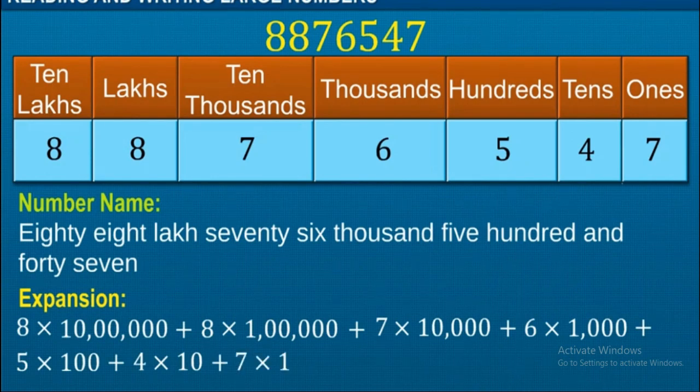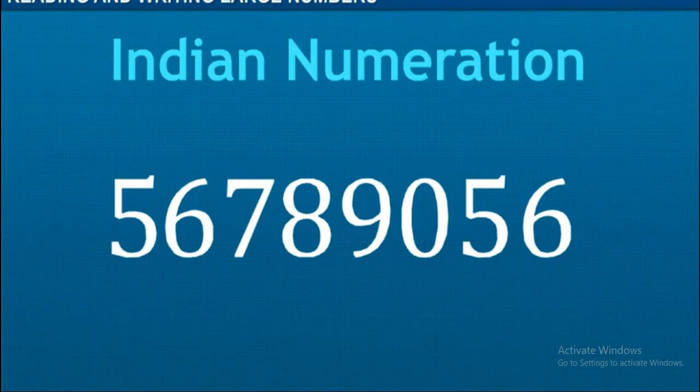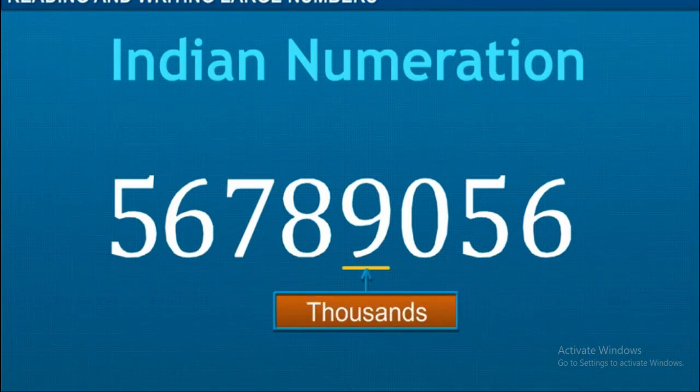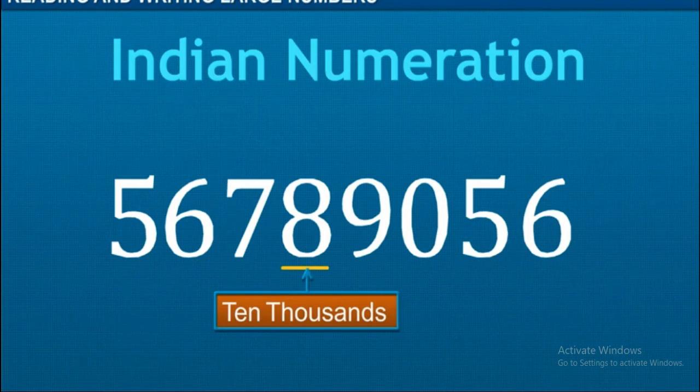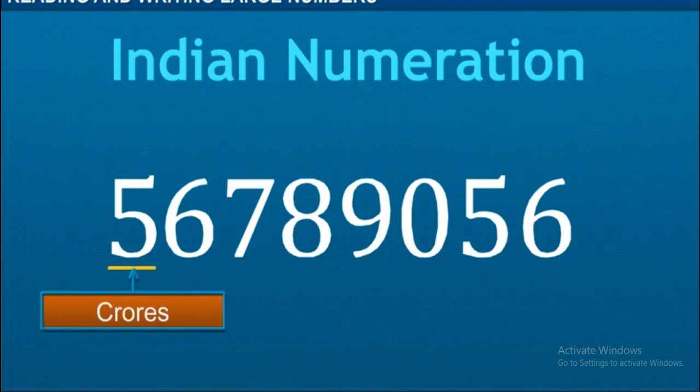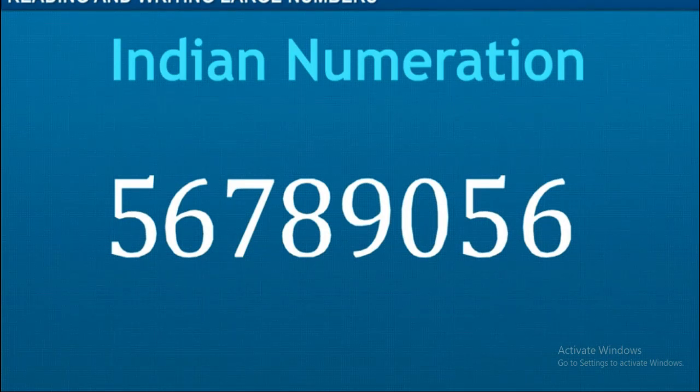To make reading and writing large numbers easy, a comma is used. The Indian numeration system has place values ones, tens, hundreds, thousands, 10,000s, lakhs, 10 lakhs, crores, and so on. In this system, the first comma is placed after hundreds place, that is, between the third and the fourth digit from the right.